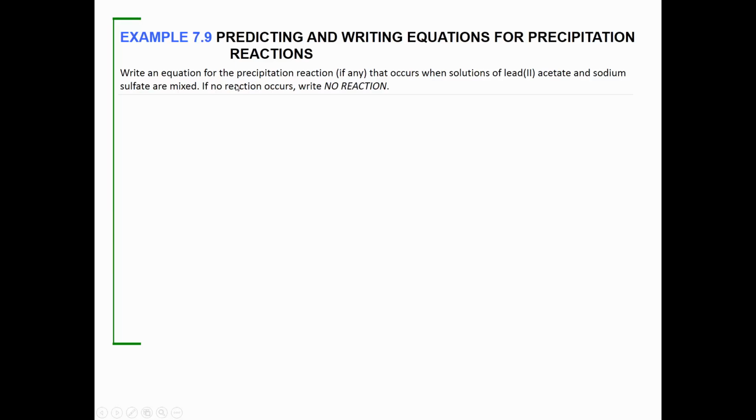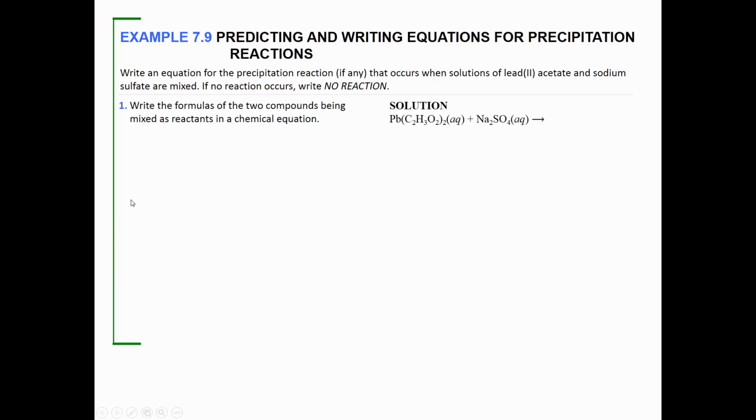first of all, can we correctly decide what the formulas are for these compounds? And then secondly, when we switch places, can we get the correct formulas for the new compounds that form? And then finally, can we balance the overall reaction? So go ahead and pause it, see if you can decide the formula for lead-2 acetate and for sodium sulfate.